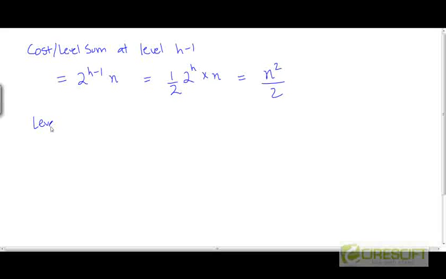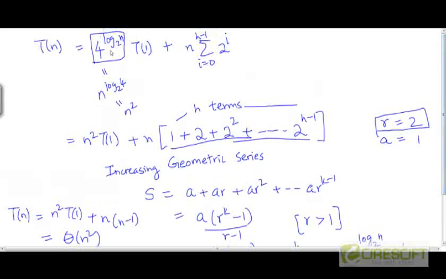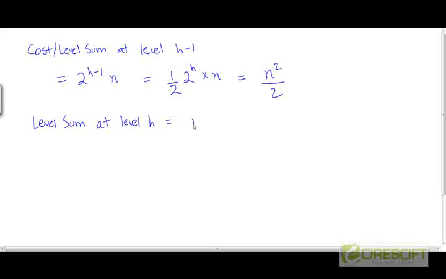The level sum at level h will be, we actually calculated that, that was 4 to the power h times t of 1. 4 to the power h is n squared, and so that's n squared times t of 1. So n squared times some constant t of 1.